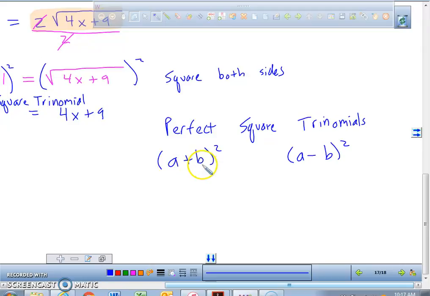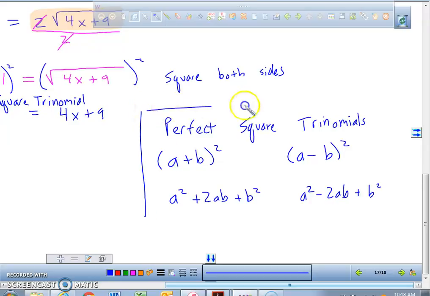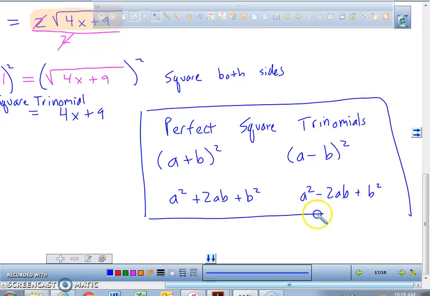The rule for a plus b squared is a squared plus 2ab plus b squared. The rule for a minus b squared is a squared minus 2ab plus b squared. This rule will work for anything that's a perfect square trinomial. When you're trying to square something, all you need to know is what's your a value, what's your b value. Okay? And you can just plug them in and get your result.